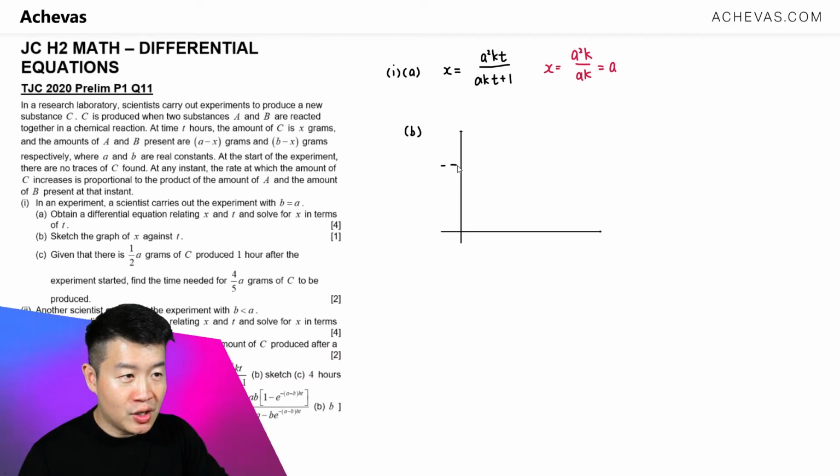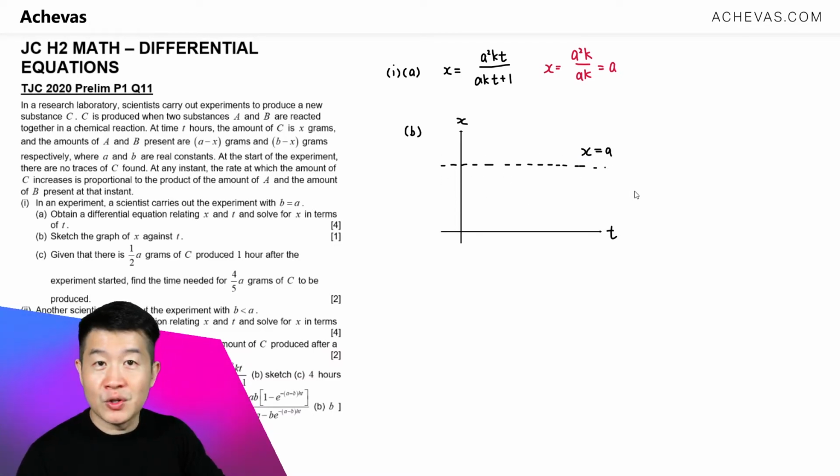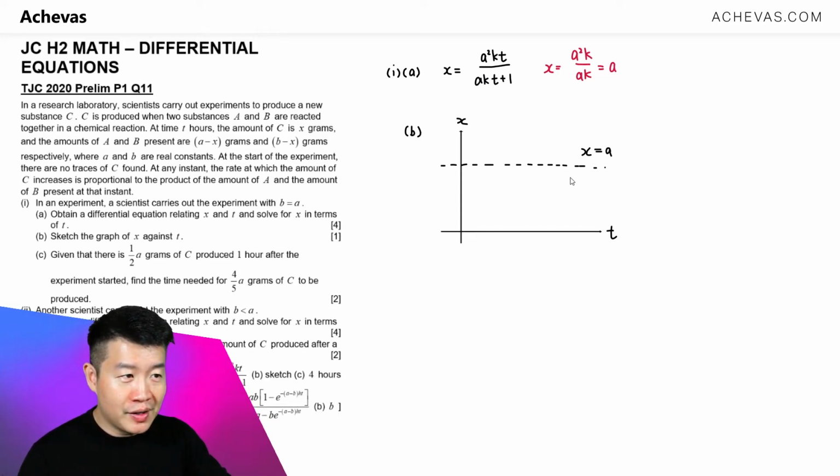So let me sketch in this horizontal asymptote. We have the vertical axis as x and the horizontal axis as t. So x is equal to a, which I'm going to label for this horizontal asymptote. And if I let a and k be numbers so that I can press it into my calculator to get the rough shape of the graph, for example, you can let a be equal to 1 and k equal to 1, I'm going to get a shape that is something like this.